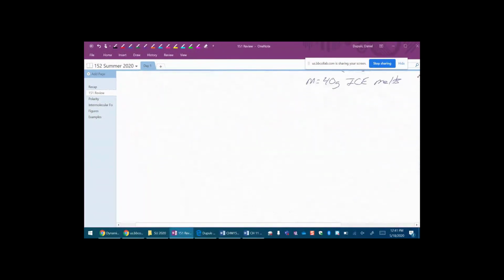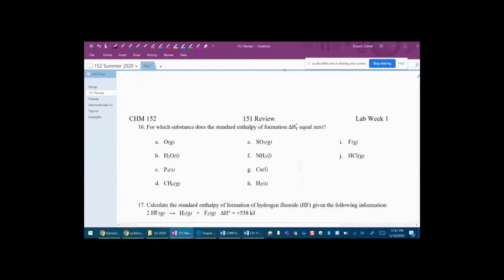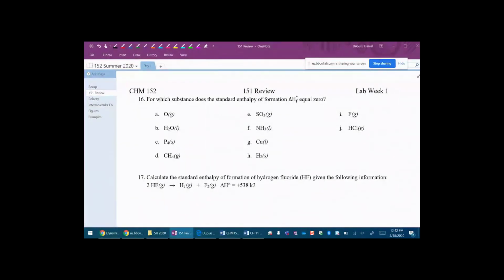All right, let's see, what else do we have here? Ooh, if you remember this, what substance is delta HF equals 0? These are elements in their standard state. So I want an element in standard state. So, periodic table, especially all these web elements or P table or whatever they are, right? It'll tell you their standard state.